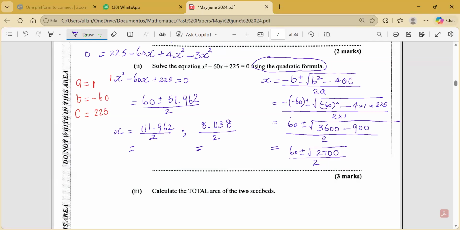So this first answer should give you 55.98. That's my first value of x. My next value of x will give me 4.02. So that's the answer. Make sure that you understand. Go to your textbook. Try to do 2 questions. Make sure that you understand.